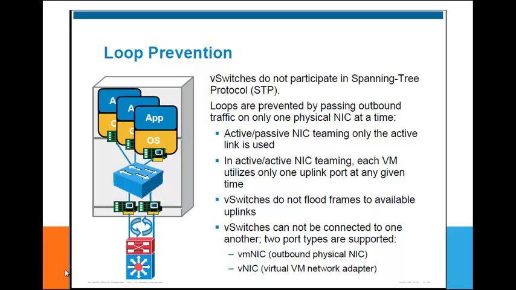So how is the loop prevented? The vSwitch does not participate in Spanning Tree Protocol. Then how is it going to prevent the loop? Loops are prevented by passing outbound traffic on only one physical NIC at a time. So there is only active-passive NIC teaming, only the active link is used. If you have two links, one is active, another one is passive. Only when the active goes down, the passive is going to pick up as active. So only by using the active link it will send it.